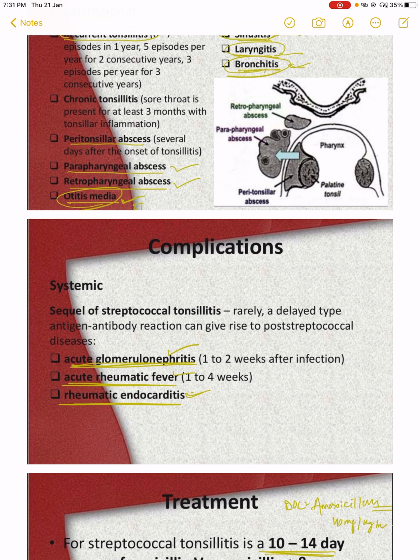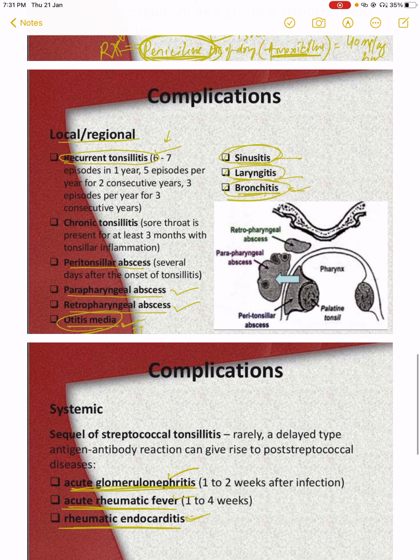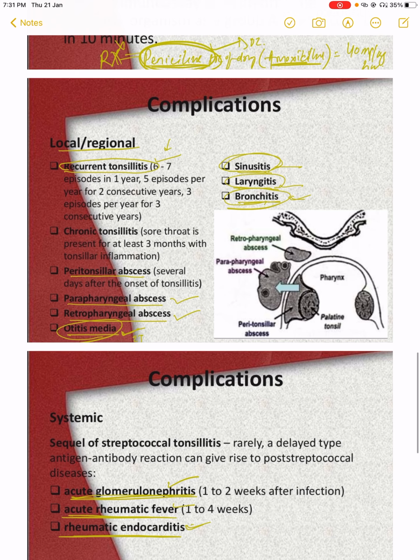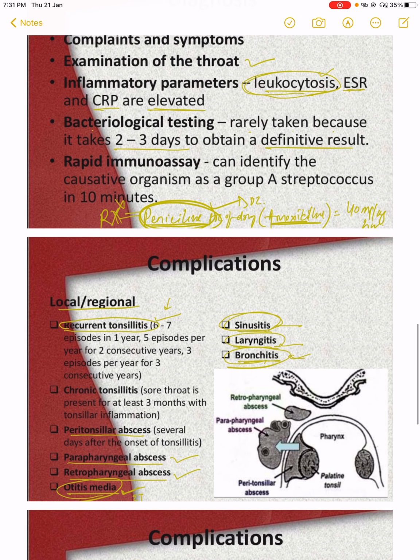If it occurs more times in your episodes, more than 5 or more than 7 times a year, this is known as chronic or recurrent tonsillitis. So then we think of surgery, as it goes to chronic. This we will discuss in the case of chronic tonsillitis. Okay, this is all about acute tonsillitis.